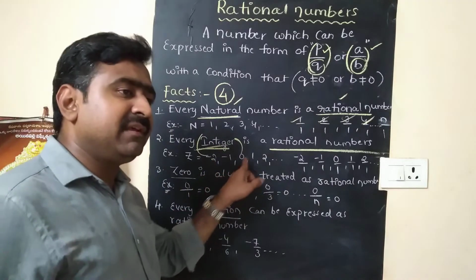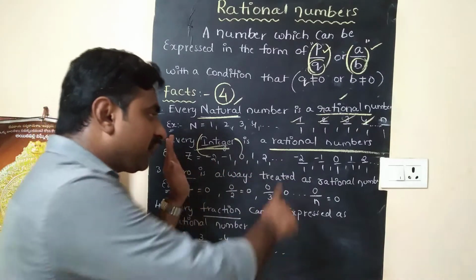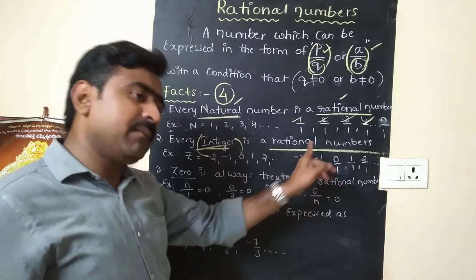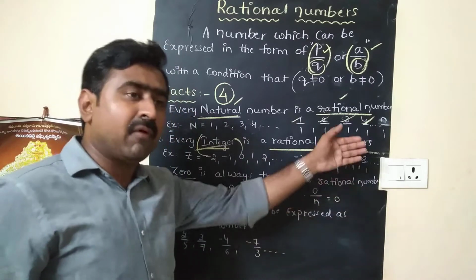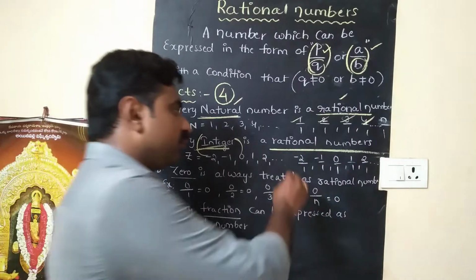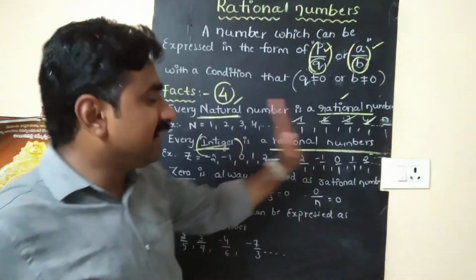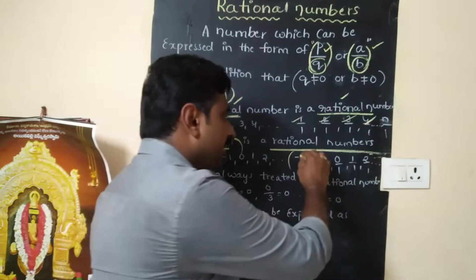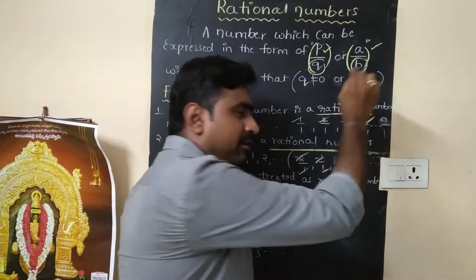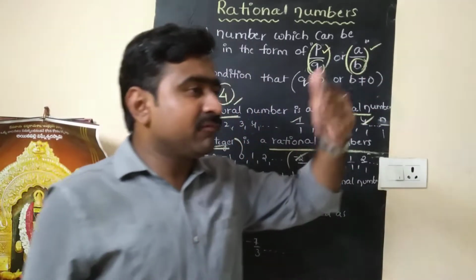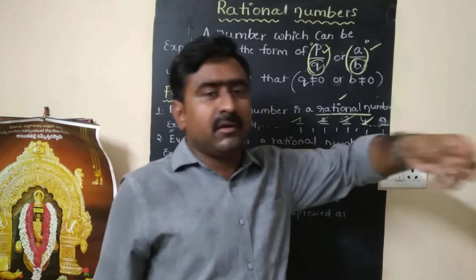Right now, the integers are minus 2, minus 1, 0, 1, 2, correct or not? If I want to convert these integers into rational numbers, simply minus 2 by 1, minus 1 by 1, 0 by 1, 1 by 1, 2 by 1, like that. Negative integers and positive integers can finally be converted into rational numbers, which means p by q form, correct or not? In minus 2 by 1, minus 2 is the p value and 1 is the q value. In minus 1 by 1, the p value is minus 1 and the q value is plus 1.